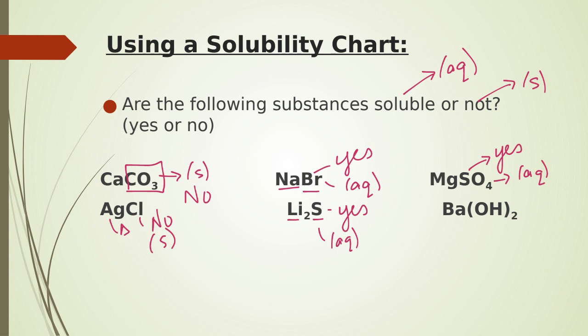And then look up barium hydroxide. So you'll find the hydroxide ion, you'll find the barium ion either listed by itself or lumped in under all others. And when you see barium hydroxide, this does not dissolve. This is a no. And so we would give this the state of solid.